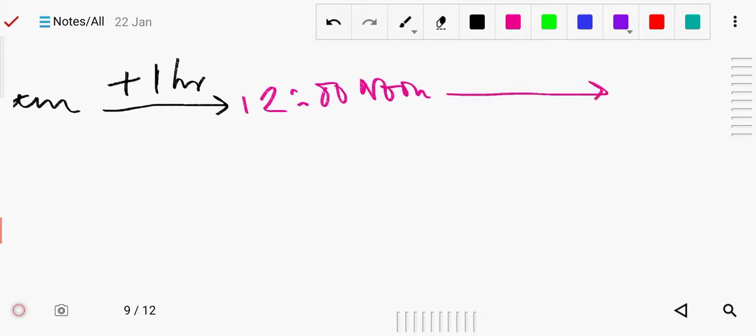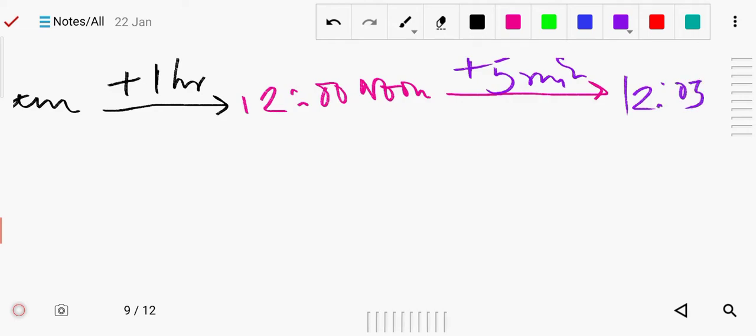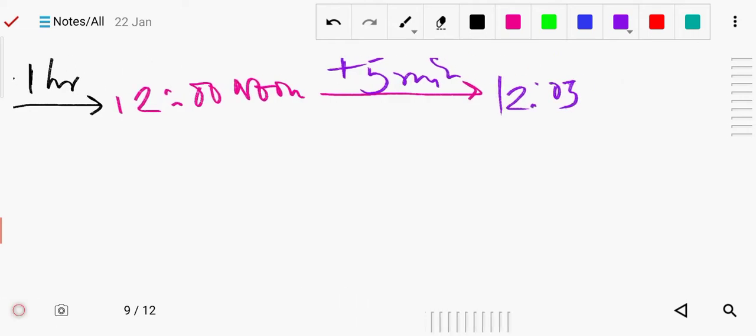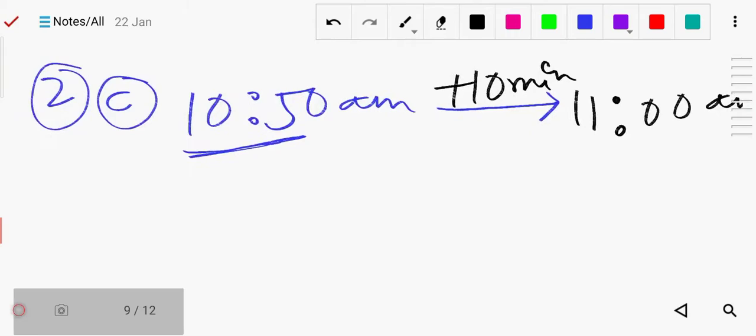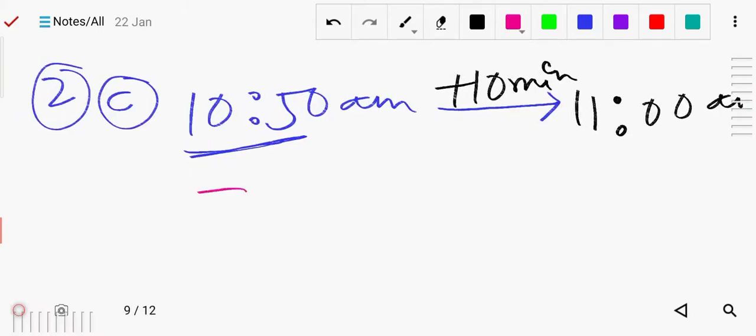So 12:05 means you can simply add the 5 minutes. Whenever you add the 5 minutes, you reach exactly 12:05, and this is your 12:05 p.m. This is the time you have to reach. Now you can see the total time, so now you have to calculate it.